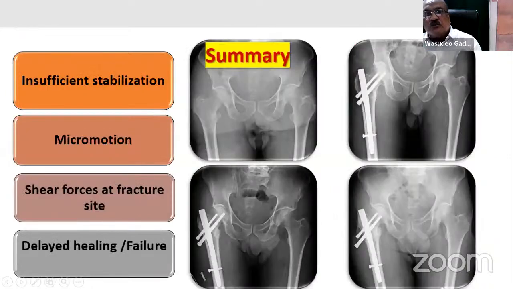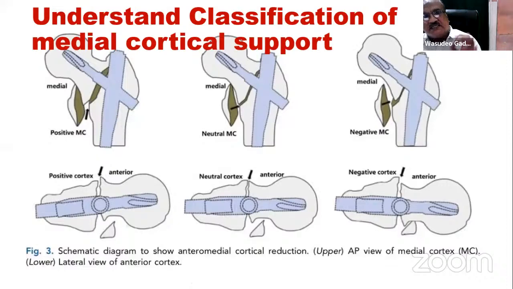This is a condylar screw. So, in summary, insufficient stabilization, micromotion, shear forces at the fracture site, and delayed healing are the cause of failure. So you must understand, to improve your result, anatomical reduction, medial cortical, anterior cortical, perfect anatomical reduction is the most important. Positive, neutral, negative. You must understand what is positive, what is neutral, and what is negative. Same thing in the AP X-ray. Same thing in the lateral X-ray. Even a single mistake on reduction will lose your future prognosis. So this is how it is.